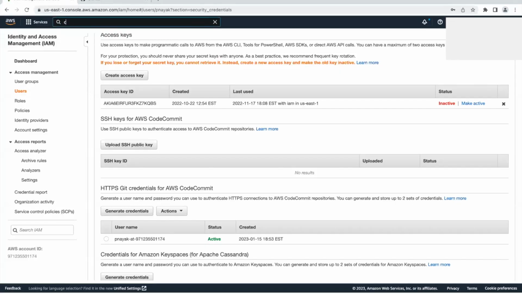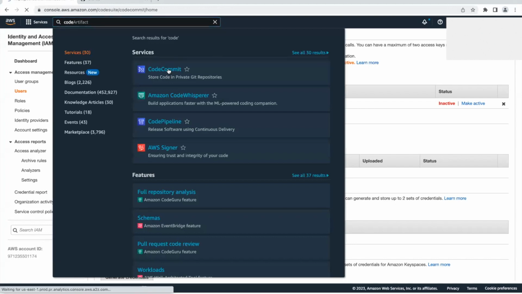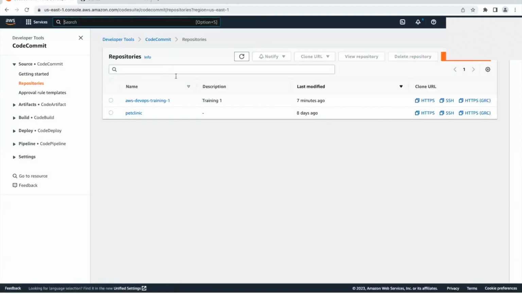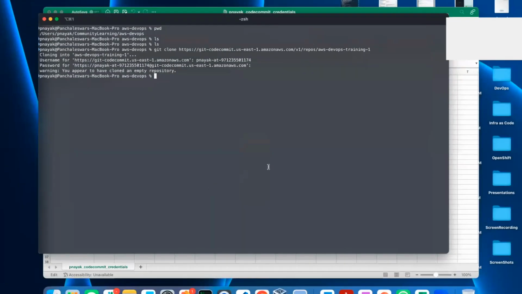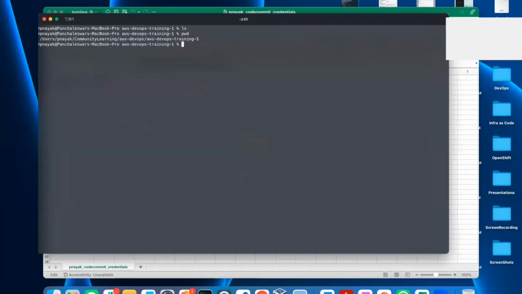Now you can go back to CodeCommit. Once you are logged in, go back to CodeCommit. You see here, this is the AWS training repository. After that, every other thing is similar. This is the folder, the directory that got cloned. So I'll go inside the directory, and here I can do a vi README.md. If you know GitHub, this is a test.